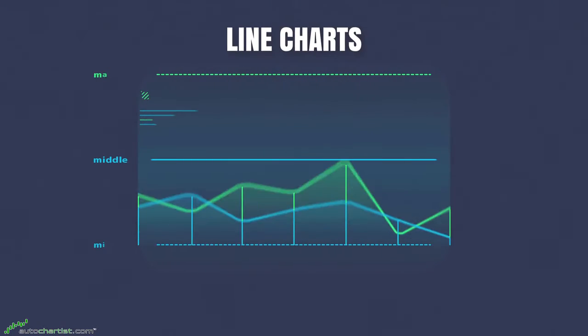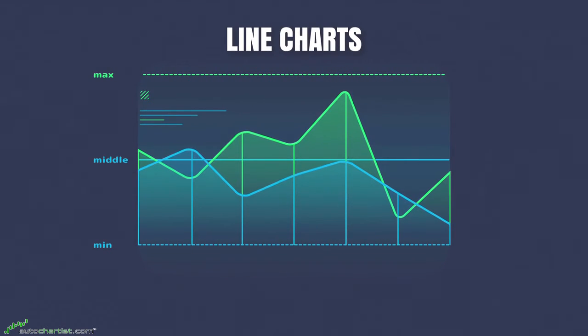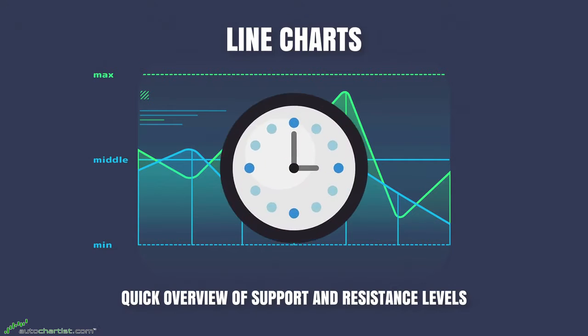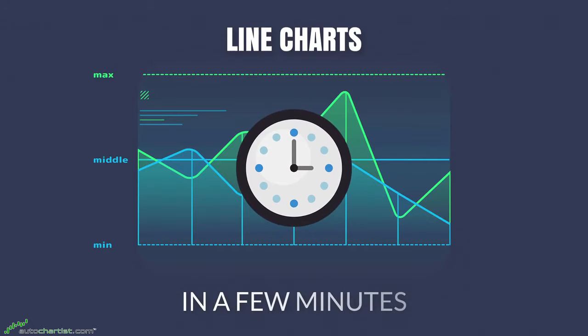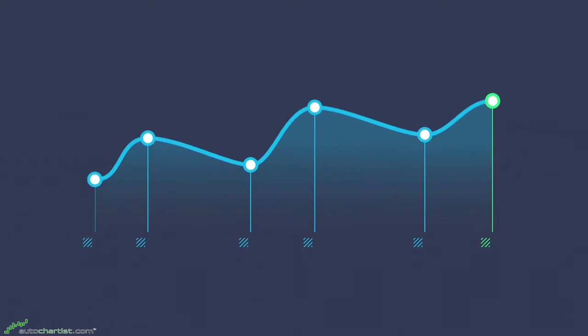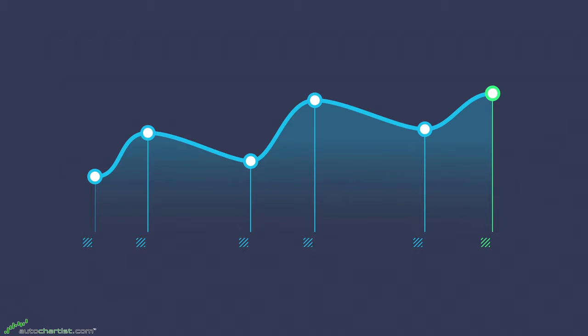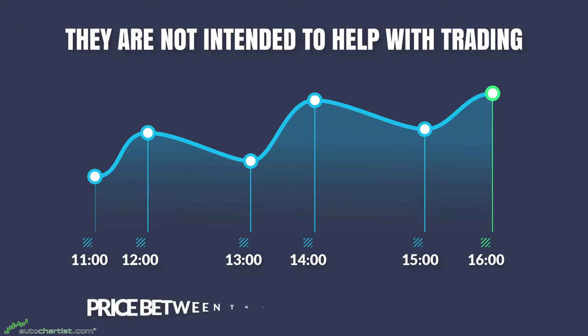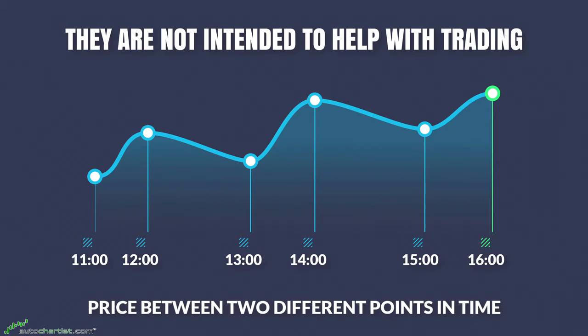Line charts. These charts can be very helpful if you are wanting a brief look at the market trends. They also give you a quick overview of support and resistance levels. We will discuss support and resistance and why these levels are important in a few minutes. Line charts don't specify each price point, so they are not intended to help with trading. These charts show a continuous line for the price between two different points in time. A line chart can be evaluated from hour to hour or over longer periods.